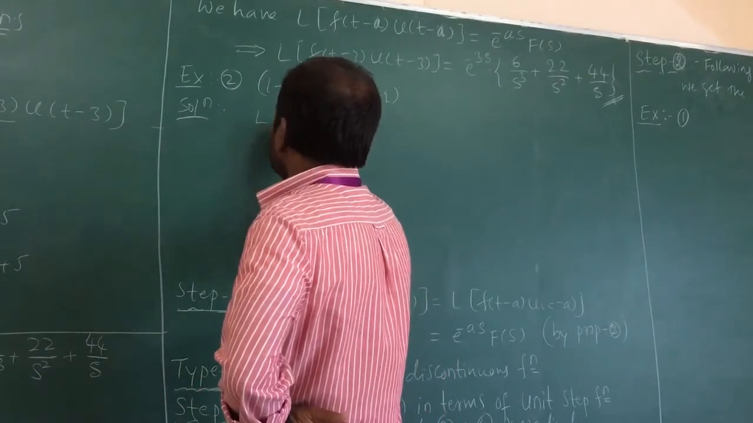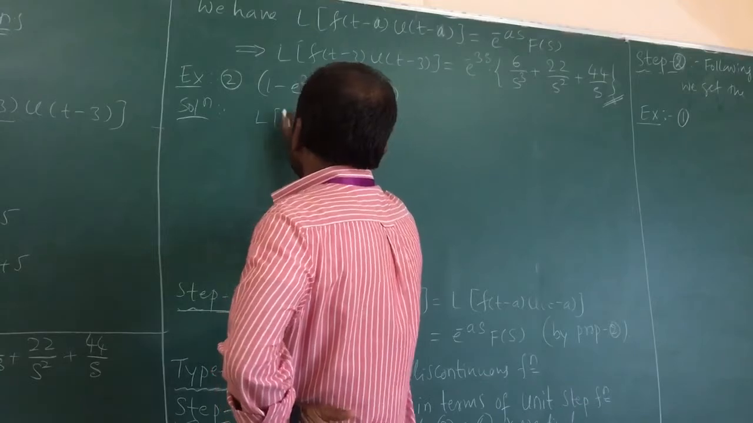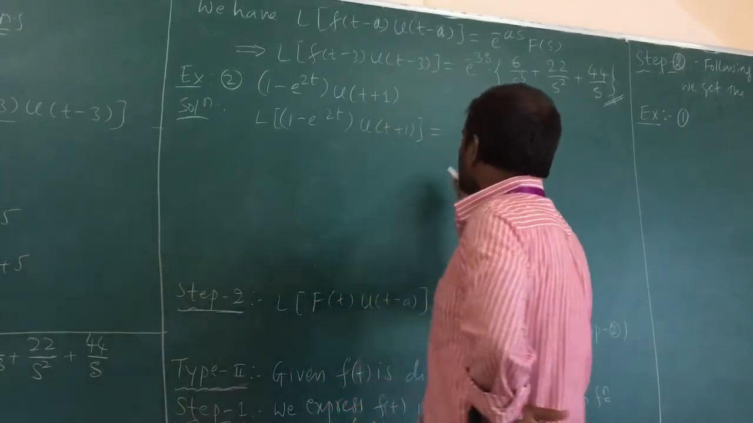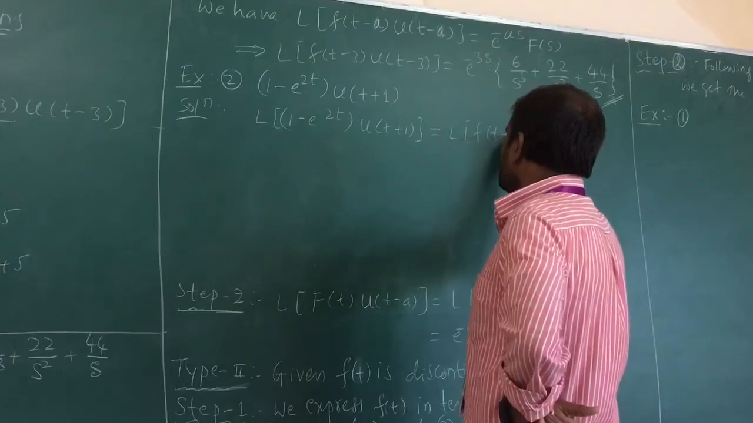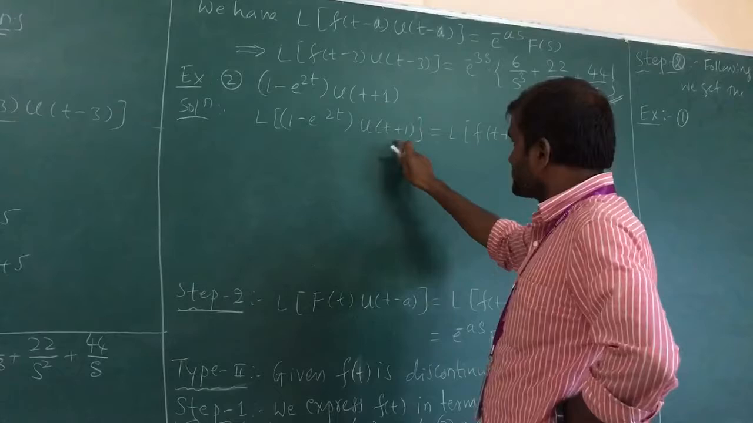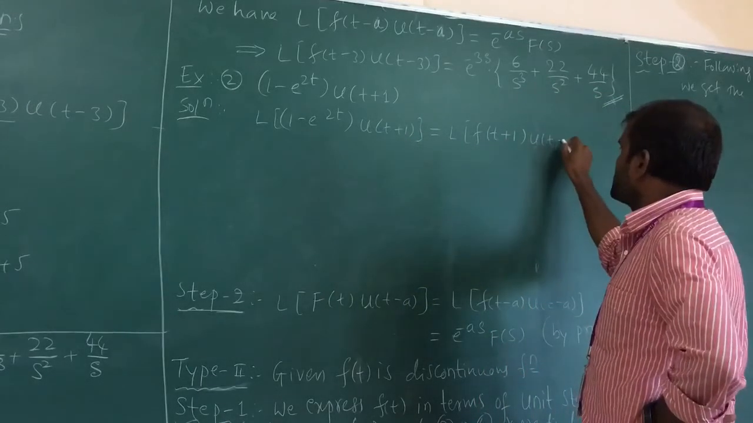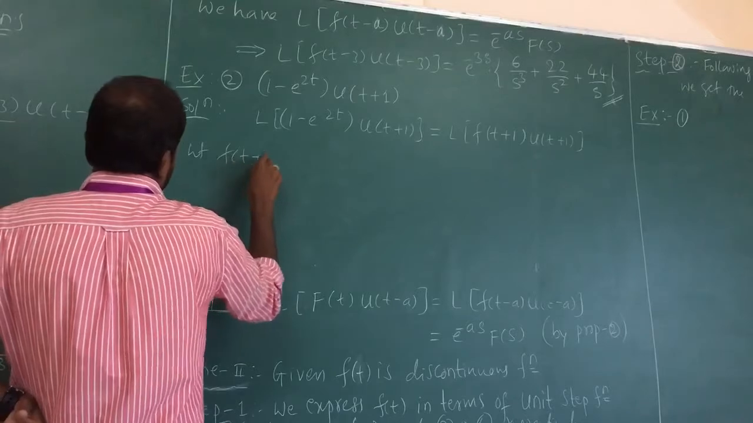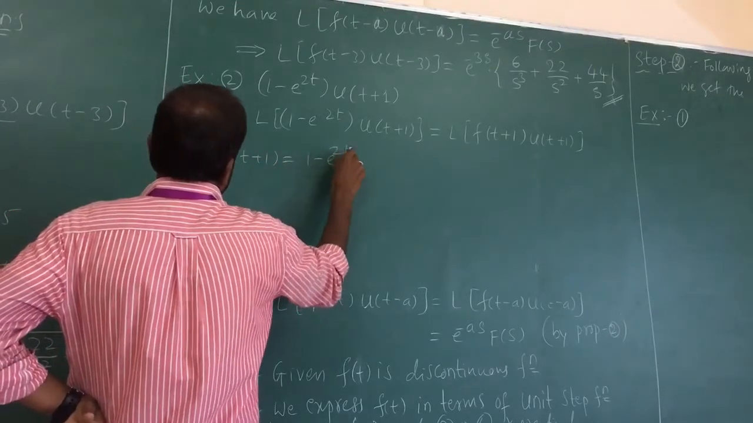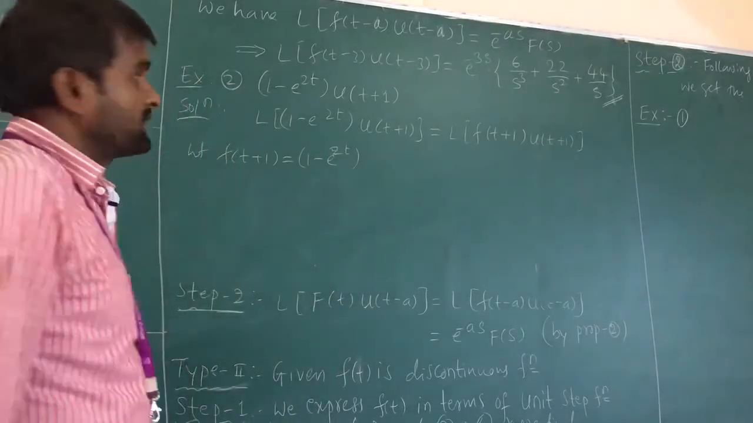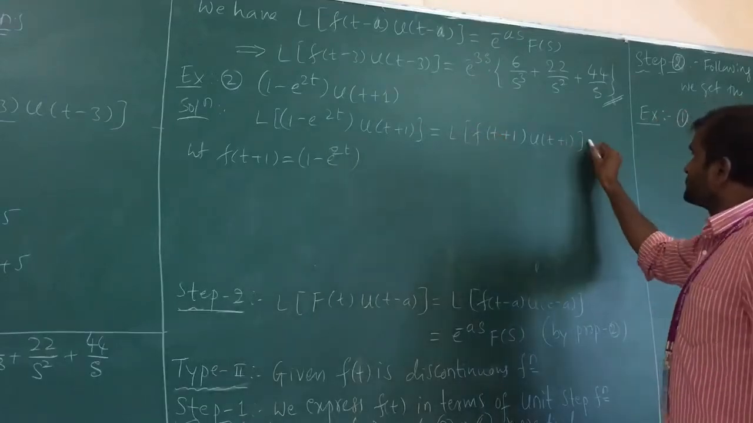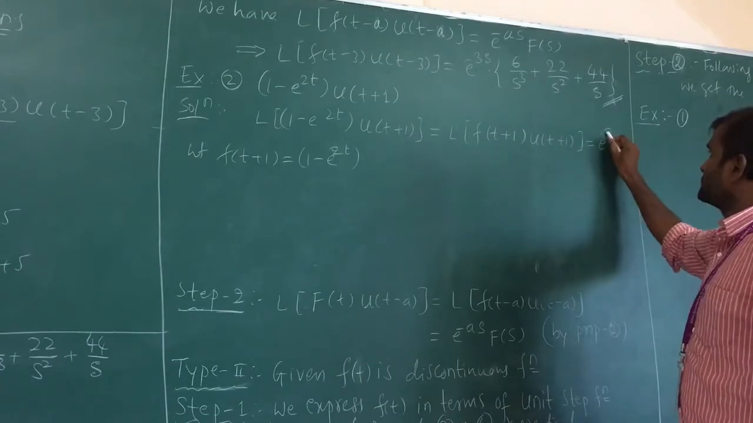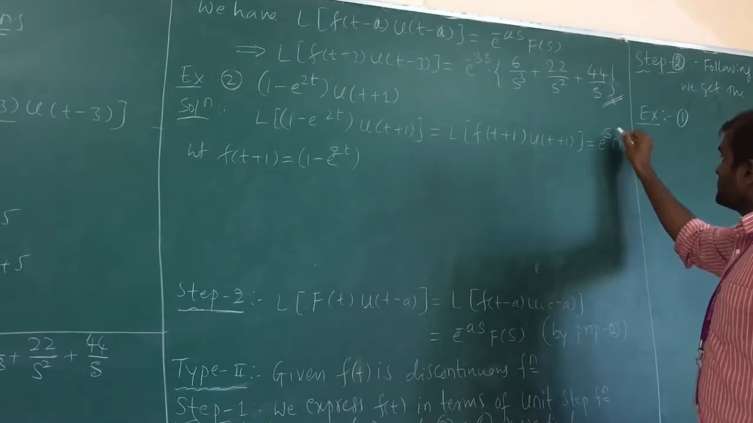Right? So L of 1 minus e raised to 2t into u of t plus 1, which is equal to L of f of t plus 1 into u of t plus 1. Right? Now let f of t plus 1 equal to 1 minus e raised to 2t. Right? This is equal to, by property 2, we know that e raised to 1 into s, e raised to s into f of s.